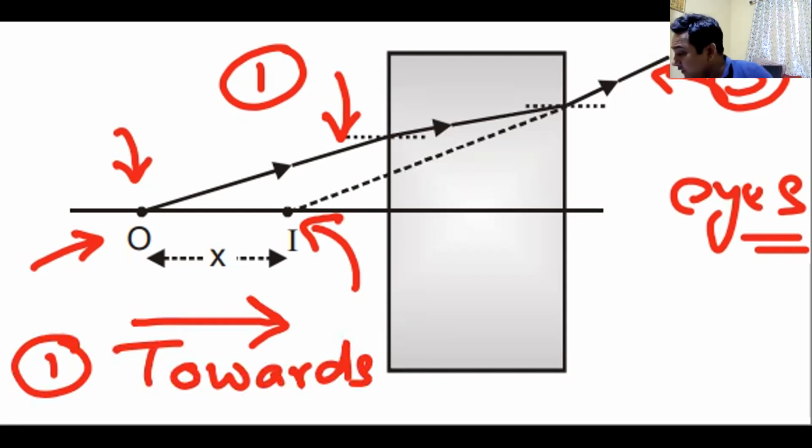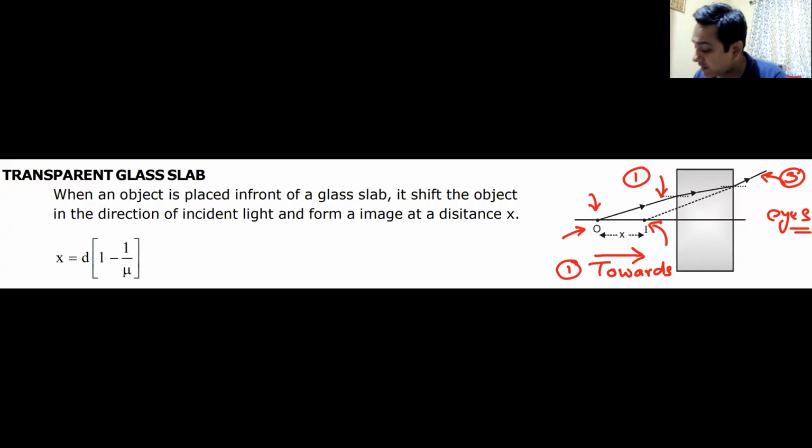The object is always shifted towards the slab, and how much the object has shifted, that is the value of x. Do you see x in the diagram? Yes or no? Please raise your hands if you see the x. The x is the amount that this object has shifted. And what is the value of this x?